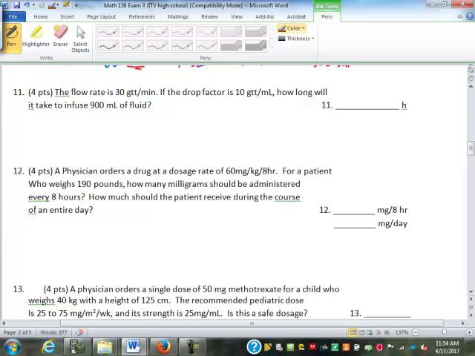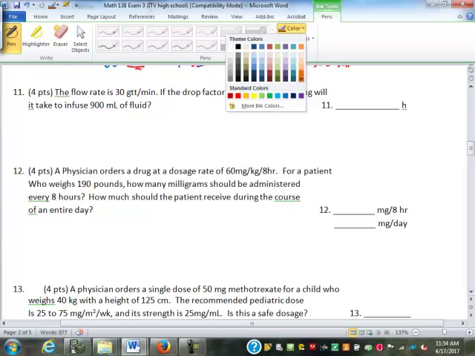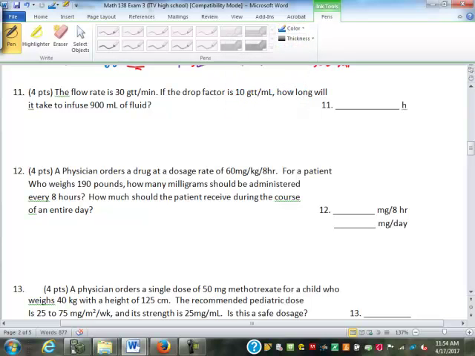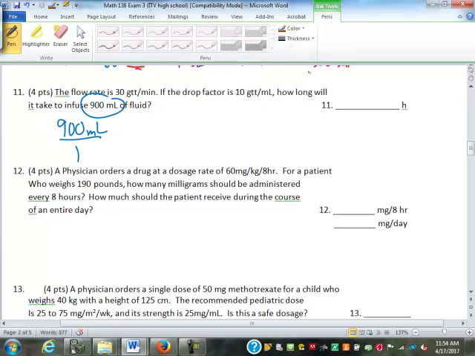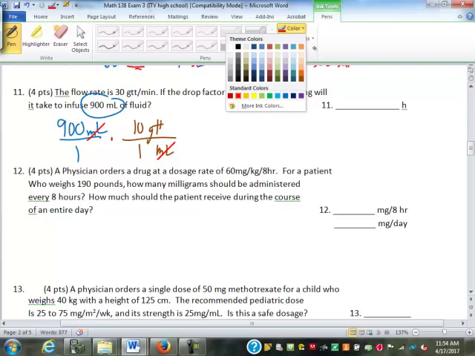Okay, down to number 11. Flow rate is 30 drops per minute. If the drop factor is 10 drops per milliliter, how long will it take to infuse 900 milliliters? So we're going to start with the 900 milliliters and convert that into a time. Well, we've got a drop factor. The only thing we have the milliliters in is the drop factor. So that's 10 drops per 1 milliliter. So now we're in drops.